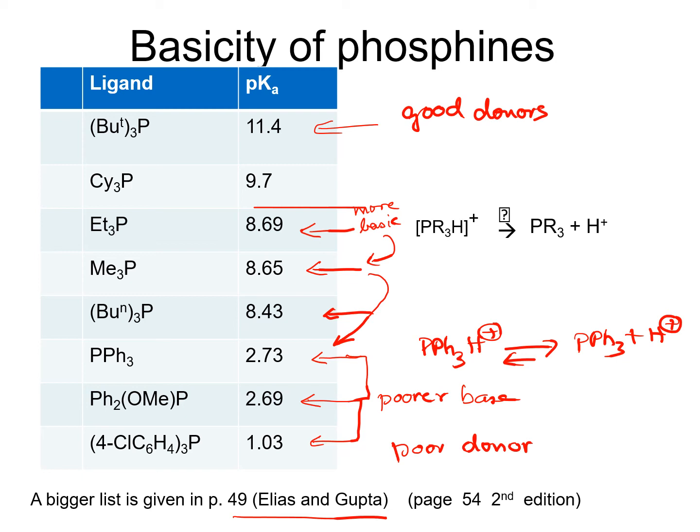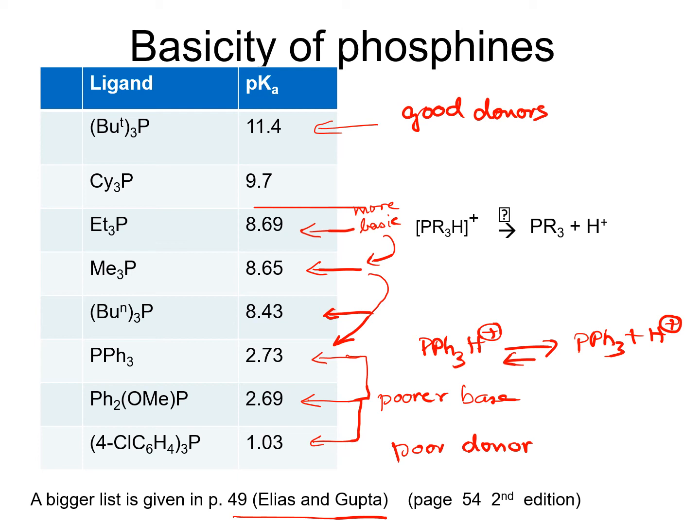So PBu3 has a value of 8.43, whereas P(p-C6H4Cl)3 and the others, with electron withdrawing groups, have dropped to 2.69. So if I have a chlorine in the para position of the phenyl group, then it becomes a very poor base. So you can see that if I have a poor ligand, then the pKa value is small.